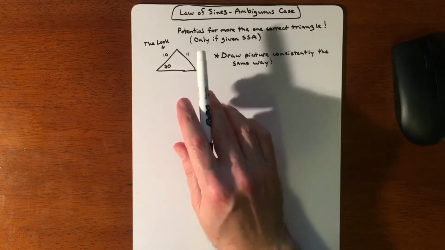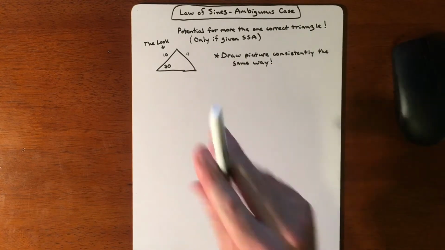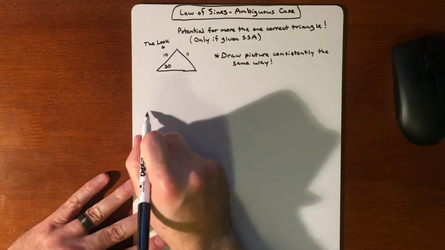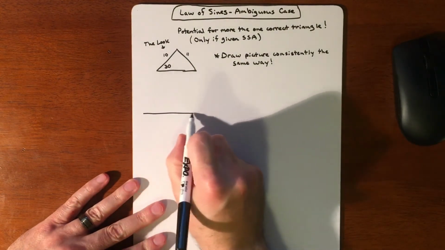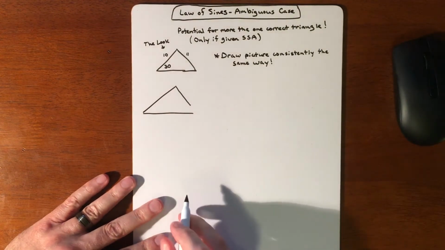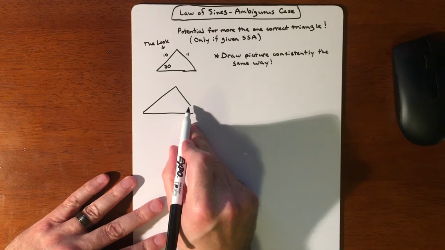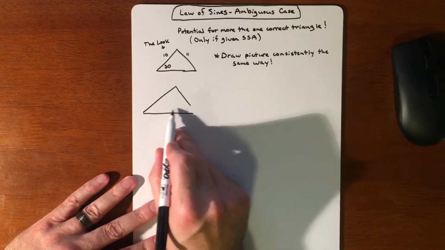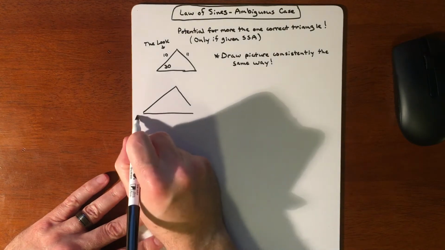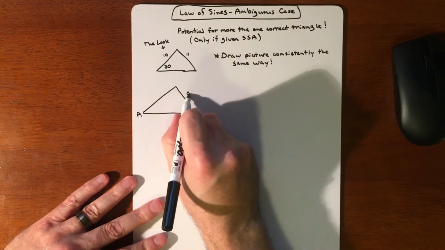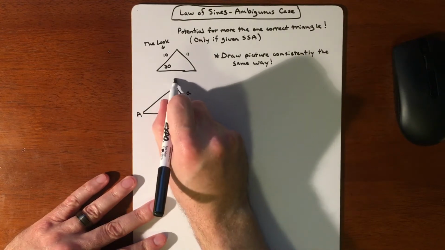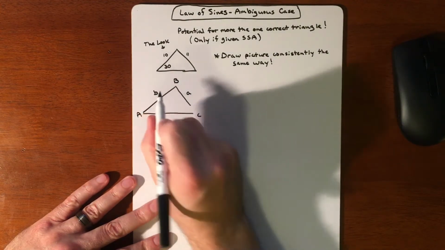It helps me to at least get the thing set up. So here is your situation, and here's how my picture looks. On purpose, I don't finish that side, because that's the side that tells me it could pivot and create two different triangles. I'm going to call this angle A, which makes this side A, and I'll call that angle B, and side B.